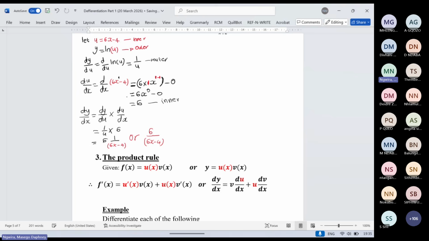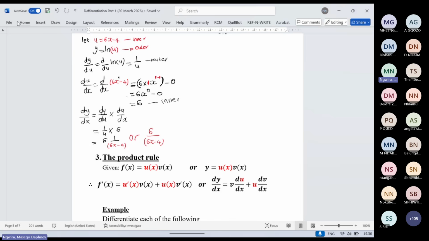Please, you cannot cancel the 6 and the 6. This is your final answer. When you are writing your assessment, the answer is either this one or that one. 6 times 1 is 6. That's why we wrote the 6 there.